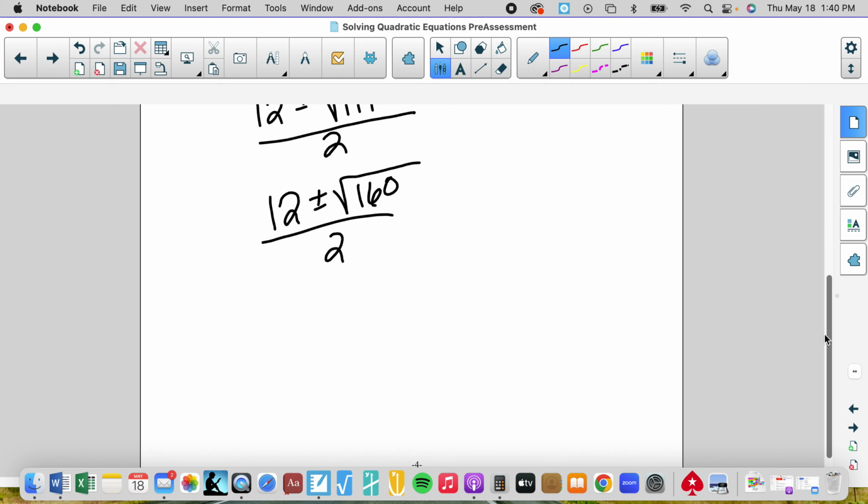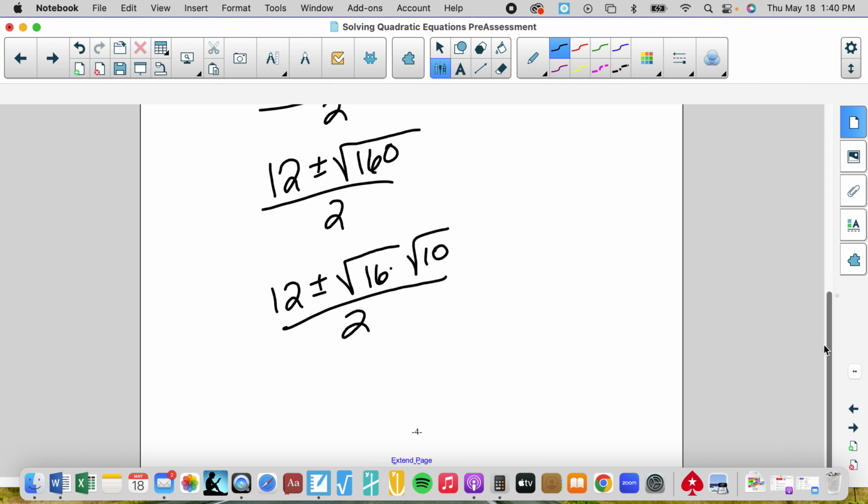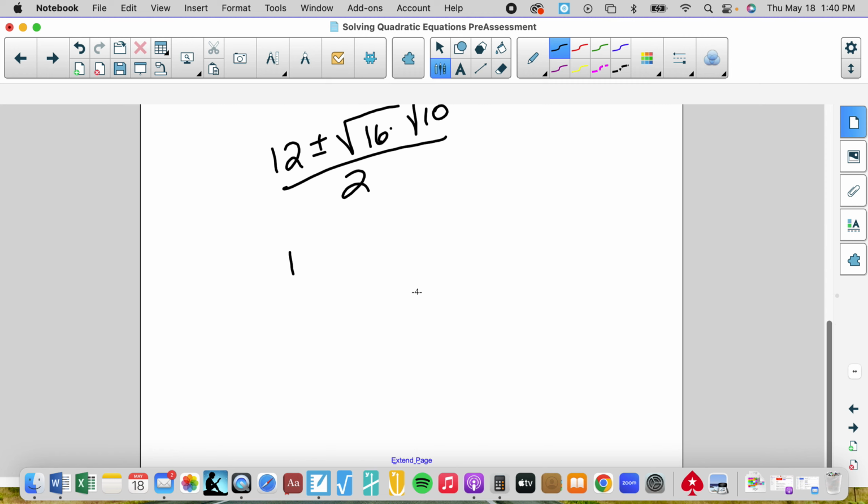Now 160 is not a perfect square, but it does have some perfect square factors. 16 times 10 all over 2. Don't mind that coughing, that's not me. I'm kidding. We get 4 rad 10 over 2. Some students would leave that. That would be a mistake because this can be simplified.